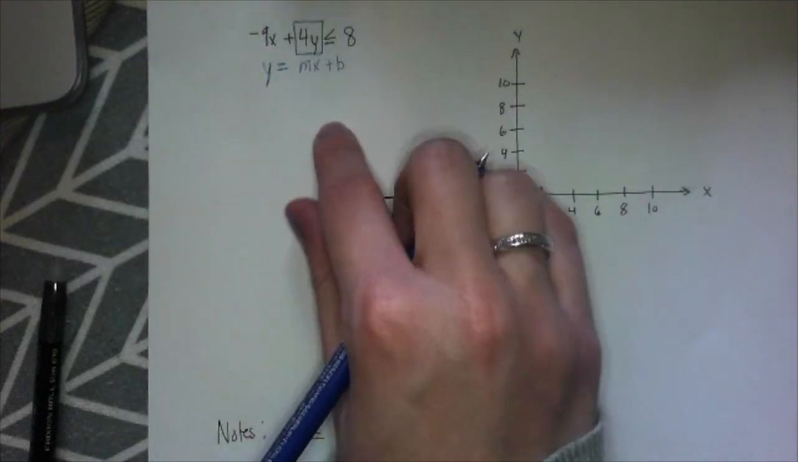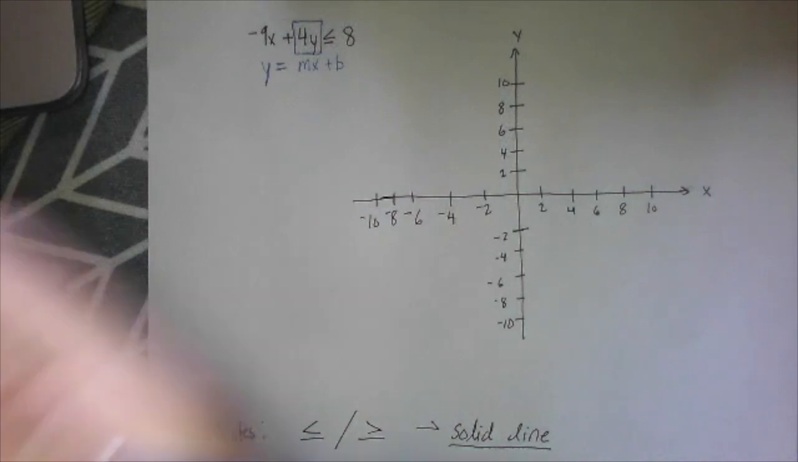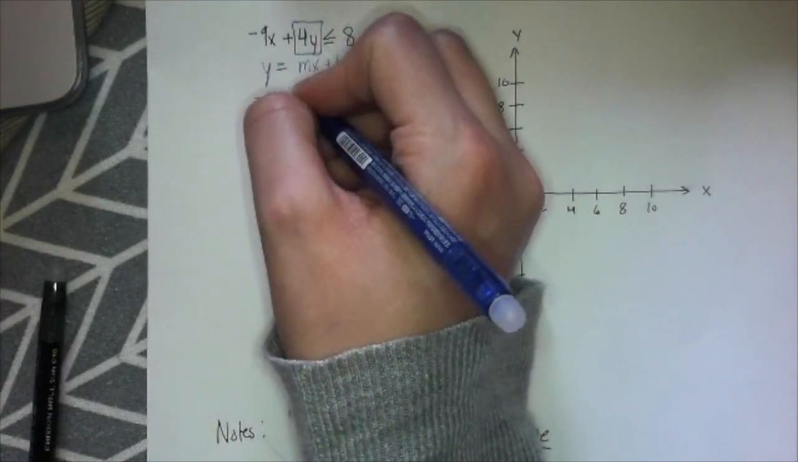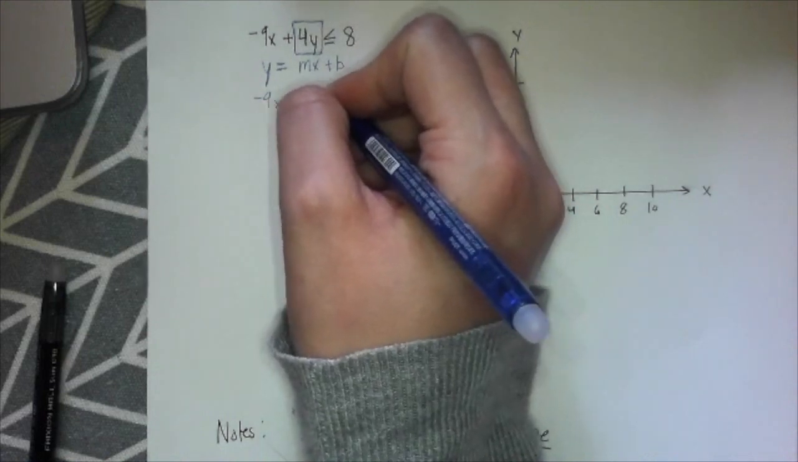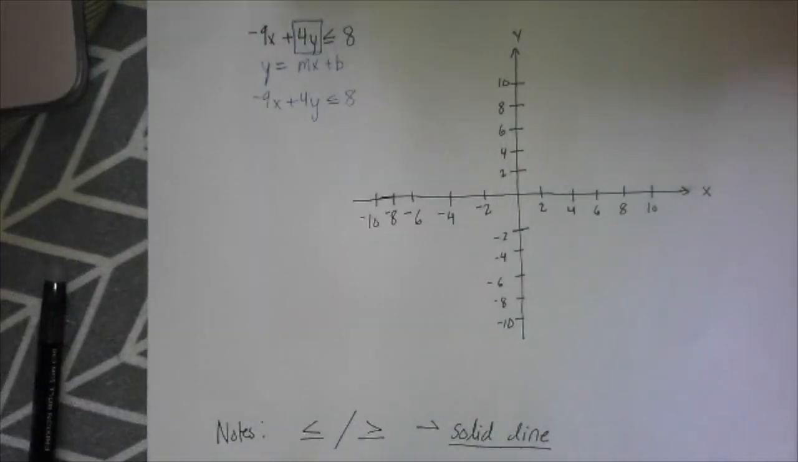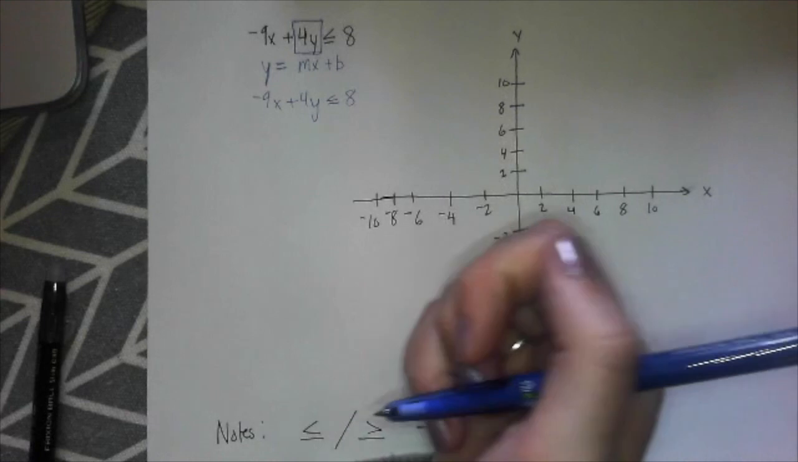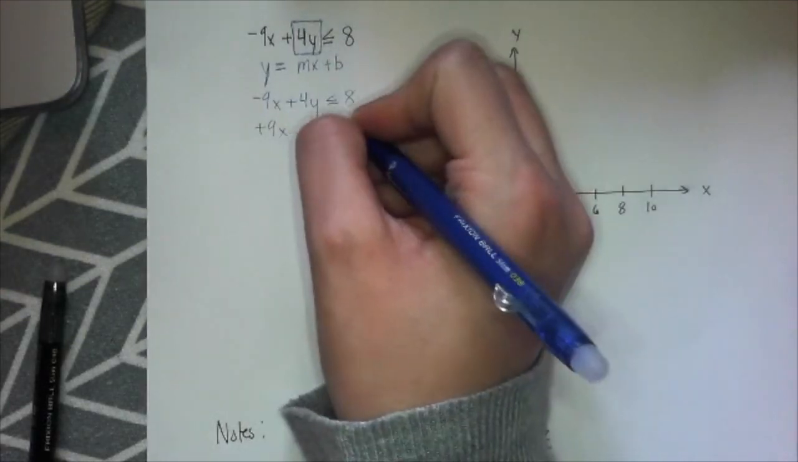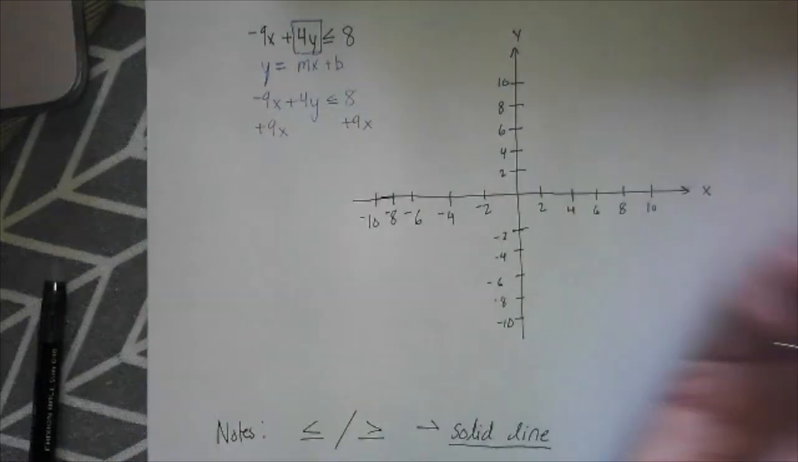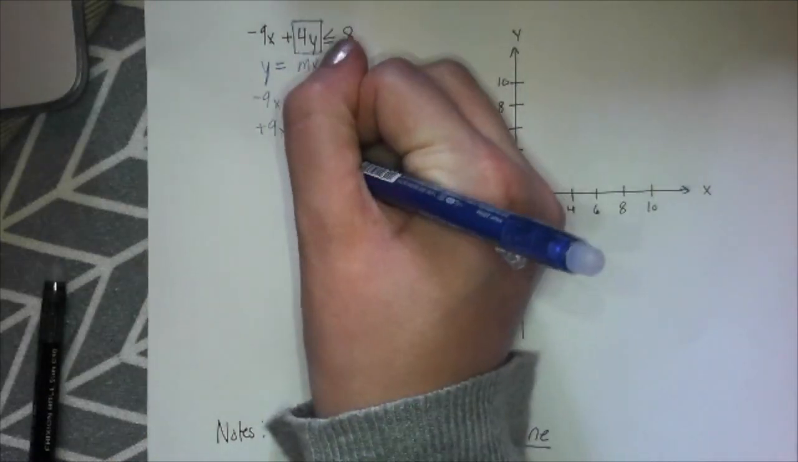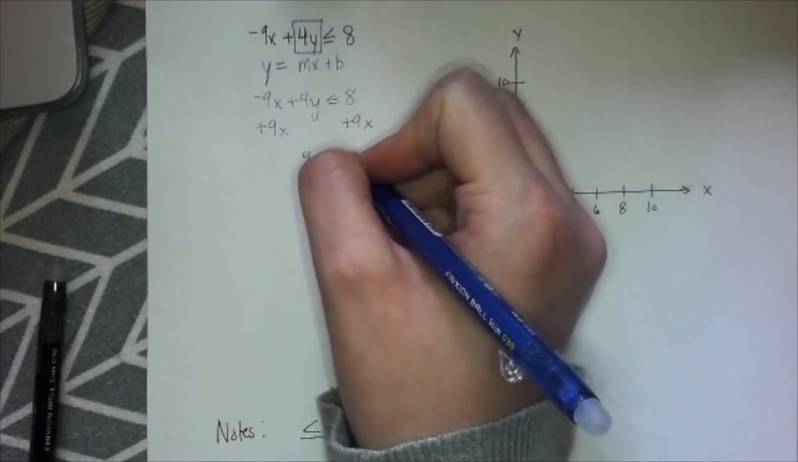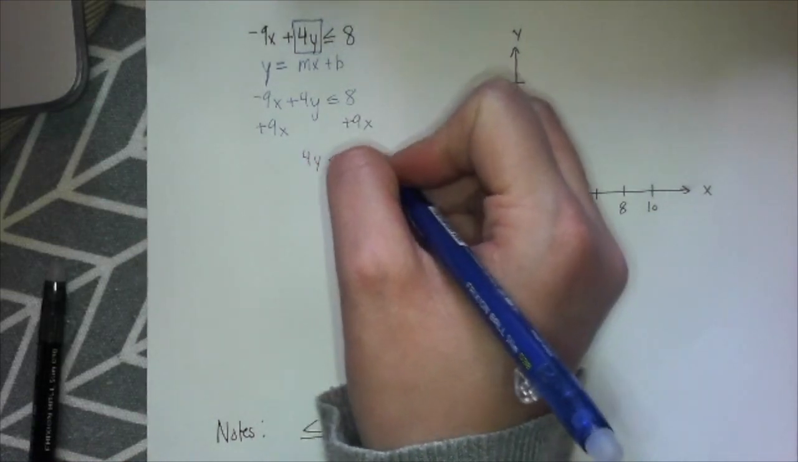So I'm going to start by getting this variable. I'm going to rewrite the inequality right here, and then we're going to solve this inequality for y. We're going to add 9x to both sides, and that gets the 4y by itself. So we're left with 4y is less than or equal to 9x plus 8.